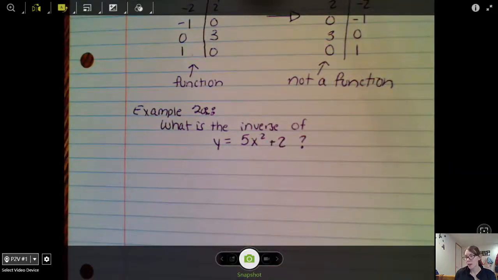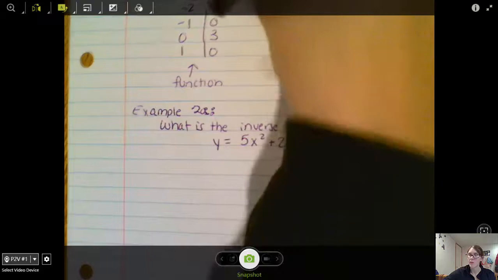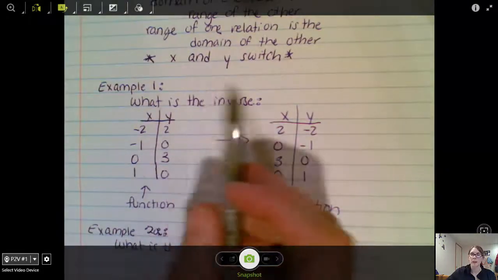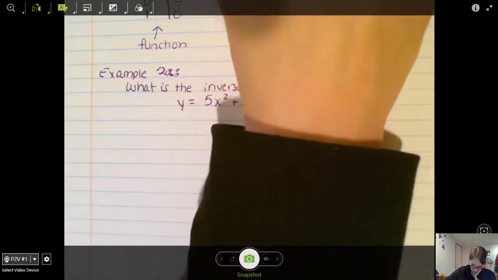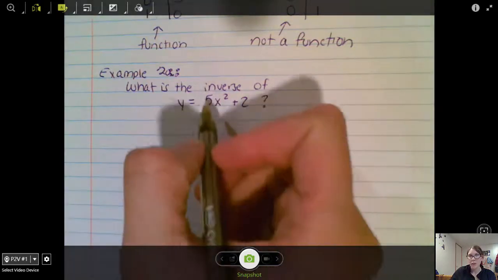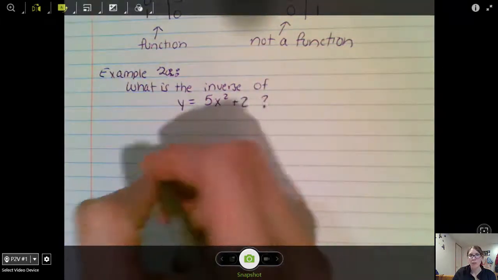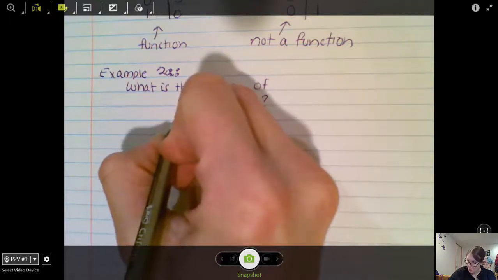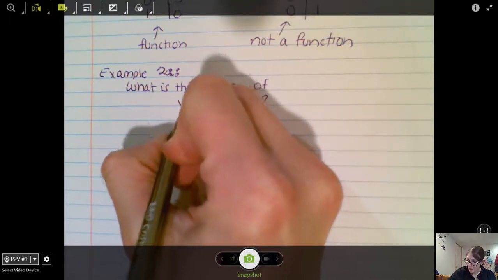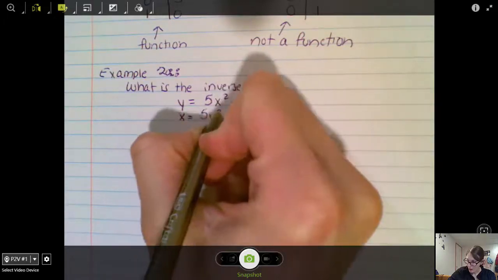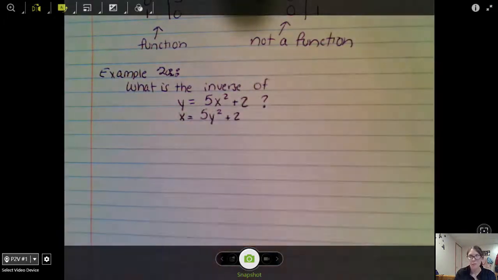Remember, the biggest thing about our inverses is that our x and our y switch. So when I go to find my inverse equation here, that's what I'm really going to remember. The x and the y switch. That's actually our first step, the first thing we want to do: switch our x and our y around. So literally where we see a y, we're going to put an x. Where we see an x, we're going to put a y. Everything else stays the same.